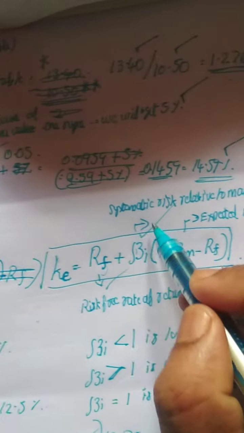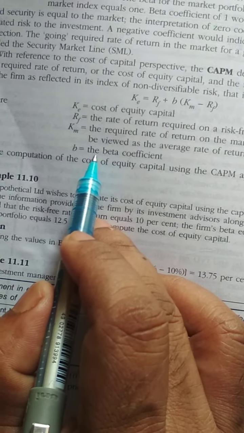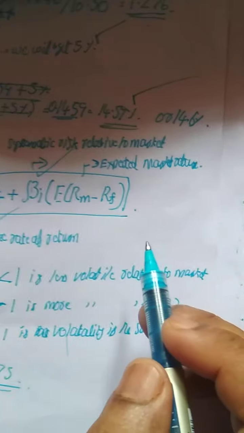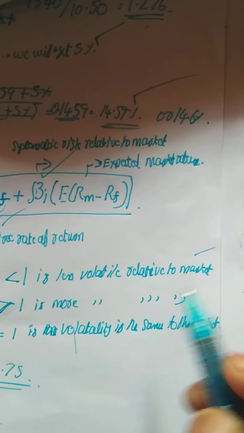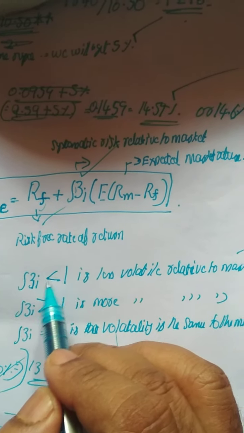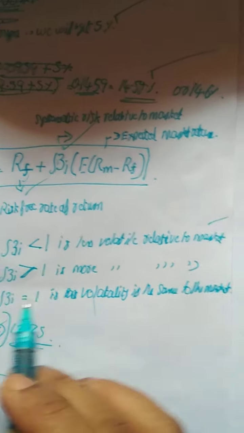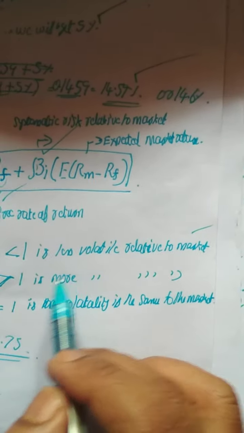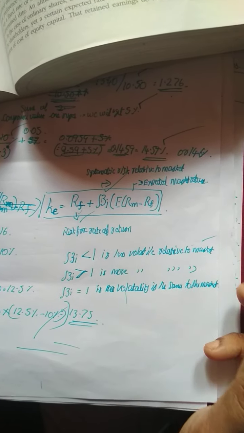What is this beta? Beta is the systematic risk relative to the market, the beta coefficient. It measures the volatility of the return relative to the market return. If the beta factor is less than 1, the share is less volatile relative to the market return. If beta is more than 1, it is more volatile relative to the market return. If beta is equal to 1, the volatility is the same as the market return. Usually beta less than 1 is good, because it is less volatile or less risky compared to the market return.